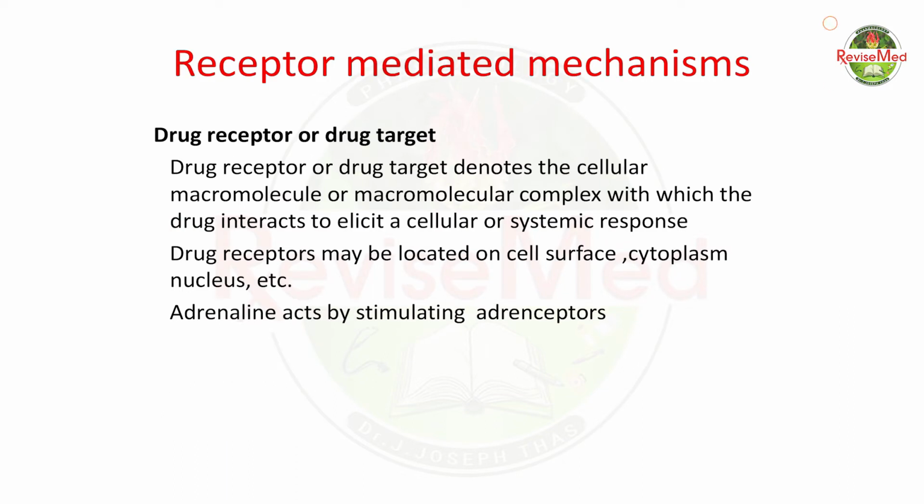Coming to receptor-mediated mechanisms, we must know what a receptor is. Drug receptor or drug target denotes a cellular macromolecule or macromolecular complex with which the drug interacts to elicit a cellular or systemic response. Where do you find receptors? Drug receptors may be located on the cell surface, cytoplasm, nucleus, etc. For instance, adrenaline acts by stimulating adrenoceptors.